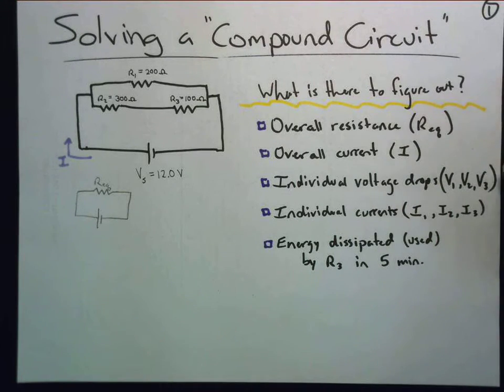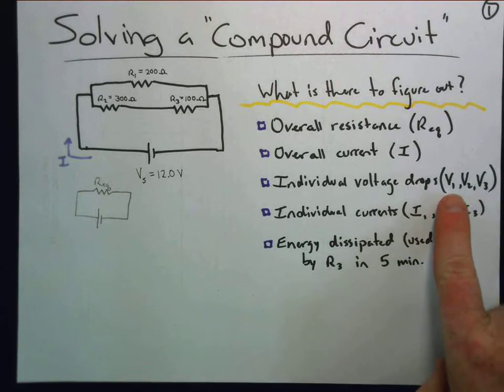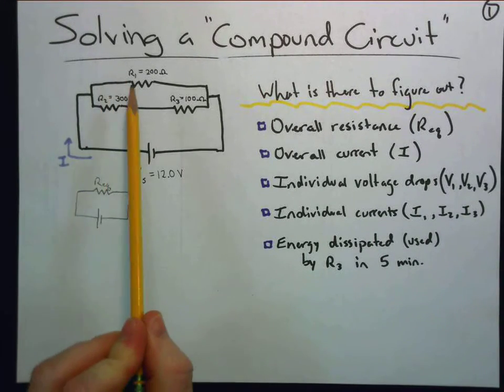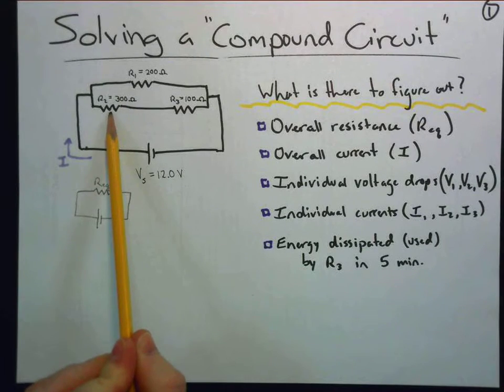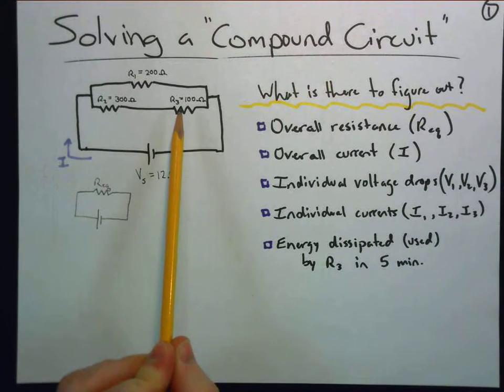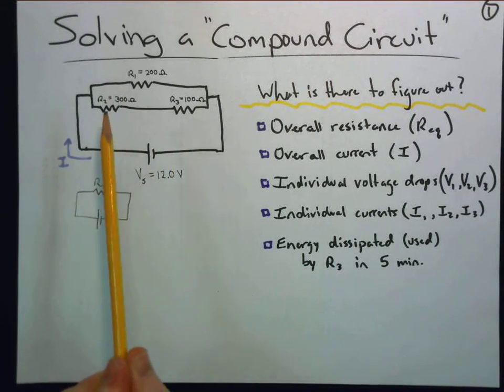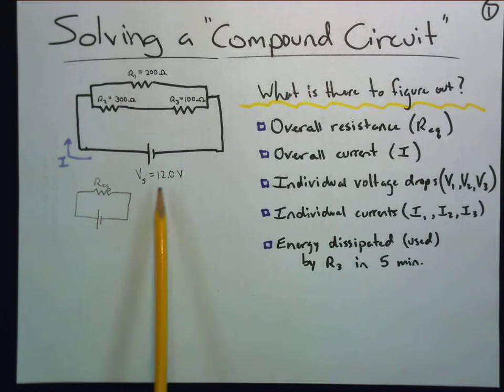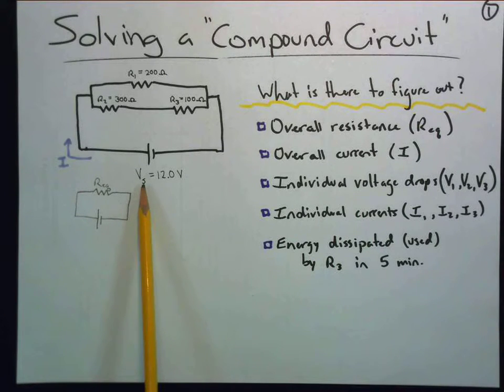We also want to figure out the individual voltage drops across each individual resistor. So what is the voltage drop across R1, across R2, and across R3? And there's some interesting stuff we know about the voltage drops here compared to the voltage gain of your source. Vs is voltage of the source. That could be a battery, it could be a power supply.